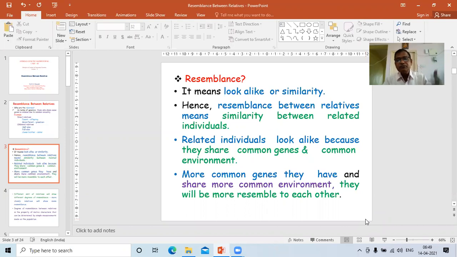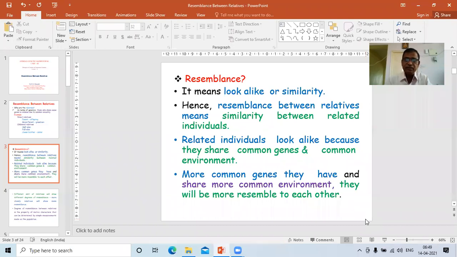So next, now we have to utilize this kind of resemblance in the estimation of heritability. Hence, resemblance between relatives means similarity between related individuals. Related individuals look alike because they share some genes in common as well as the common environment. Naturally, as I have said, there are different types of relatives, and the degree of relationship will differ.